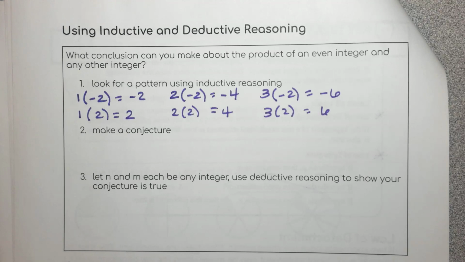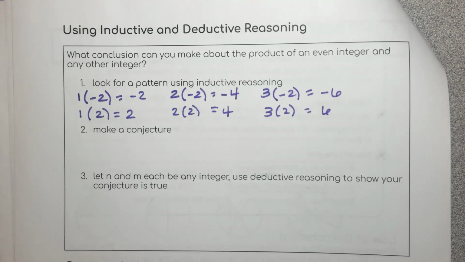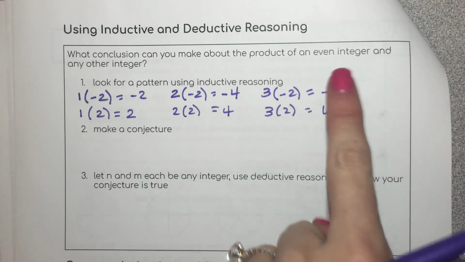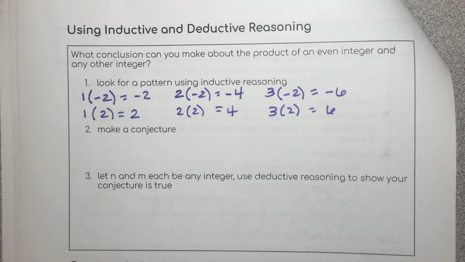Okay, what are we noticing about the answers we're getting? It's the same thing. One of them has a negative. What if I gave you 7 times negative 2 and 8 times negative 2? Anything times an even number is even. Because we've used odd and even, and negative and positive. What are we realizing? Anytime we use an even integer and any other integer, it's even.